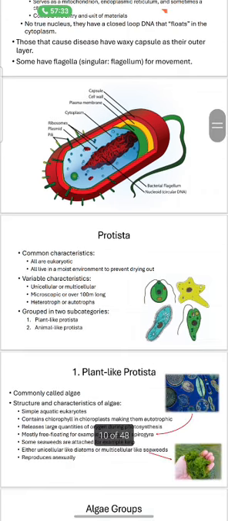Nah. Protista. Common characteristics: all are eukaryotic. All live in moist environments to prevent drying out. Variable characteristics: they can be unicellular or multicellular. They are microscopic or over 100 meters long. Heterotrophs or autotrophs, grouped in subcategories such as plant-like protists and animal-like protists.